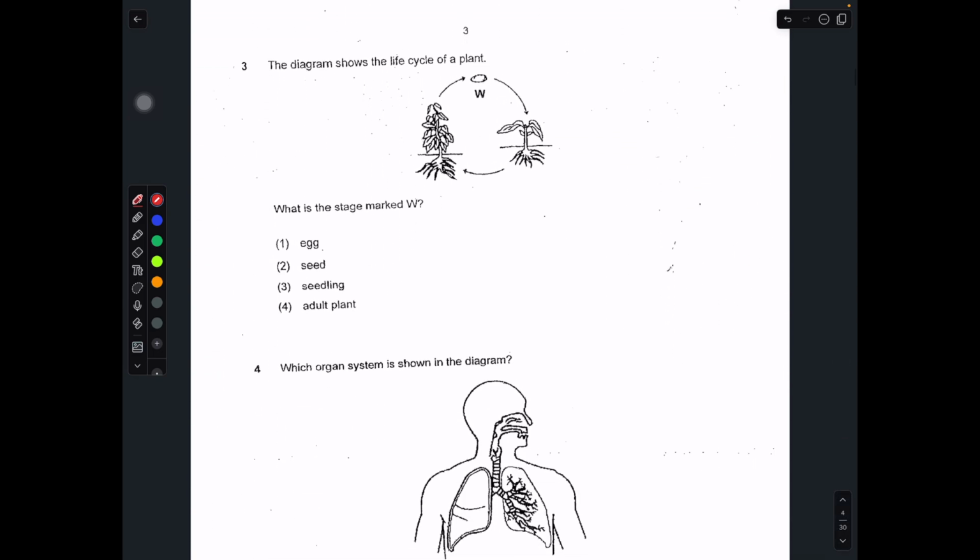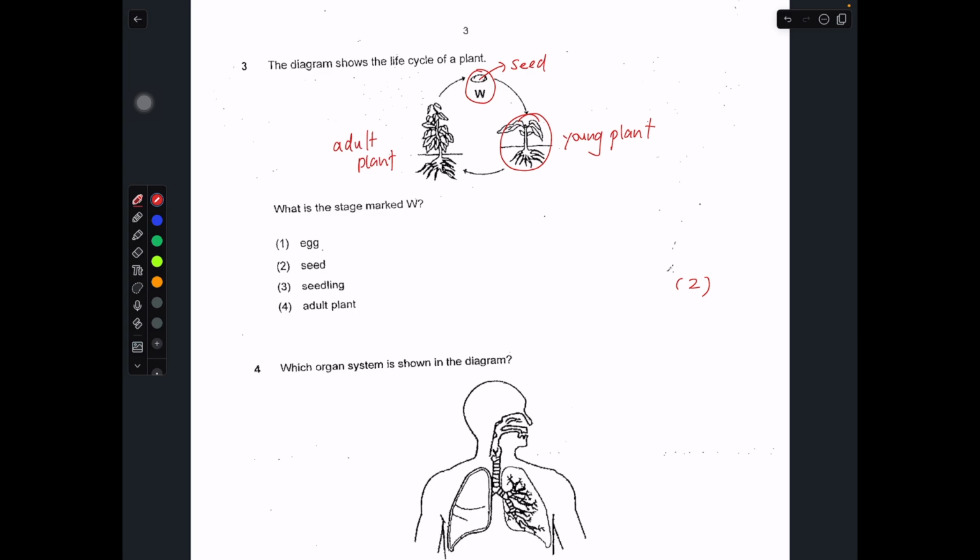Question 3 shows a life cycle of a plant, and you need to say what is W. So W over here is actually a seed. When you give the seed water, oxygen, and warmth, it will become a seedling or young plant. After that, they will develop into an adult plant. So the answer is number 2.